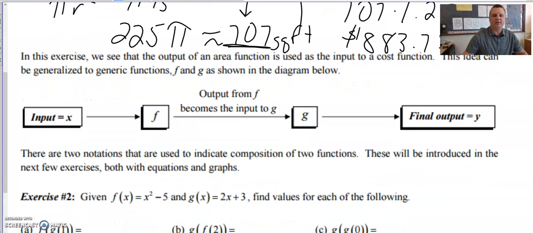In this exercise, we see that the output of the area function is used as the input to the cost function. So this idea can be generalized in functions f and g as shown in the diagram below. Your input x, in this case the 15, gives an output, which becomes the new input to g. And then your final output, because it's a composition of functions, you plug in twice. There are two notations that are used to indicate composition of functions. These will be introduced in the next few exercises, both with equations and graphs.